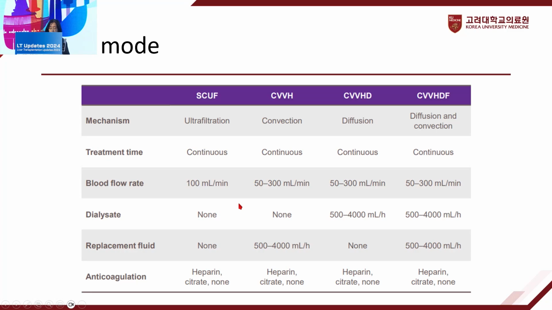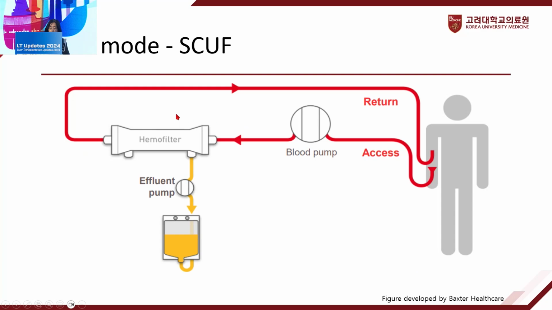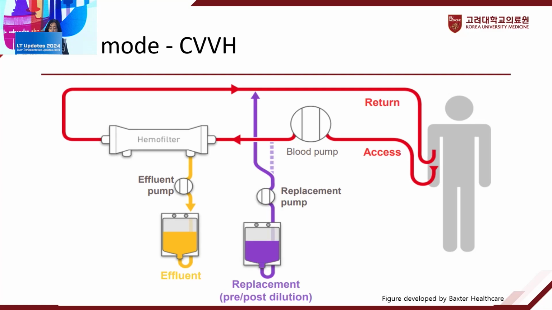The mechanism of each mode is as follows. SCUF removes excessive fluid from the blood by ultrafiltration. The main indication is fluid overload without uremia. CVVH removes a large volume of fluid mainly by convection. Replacement fluid is added. CVVH is an effective method for removal of large molecules and cytokines.